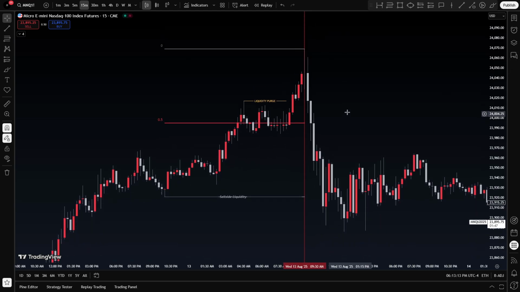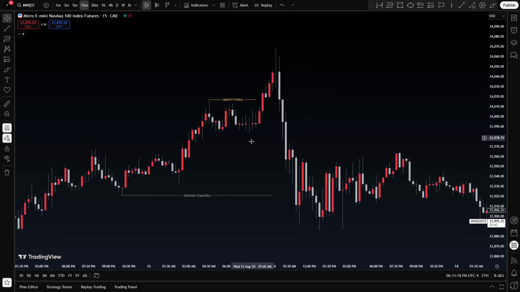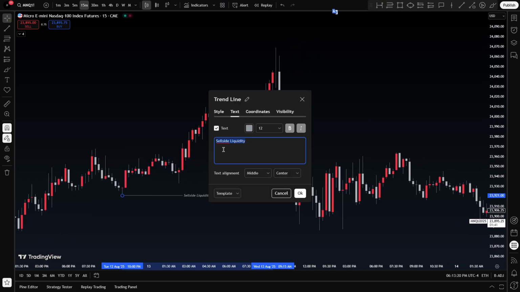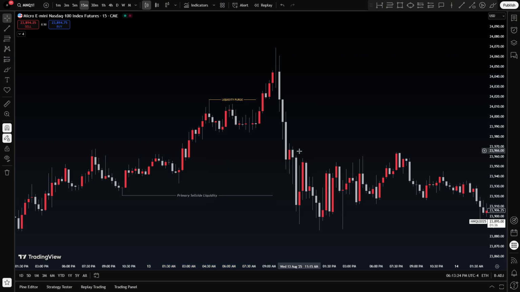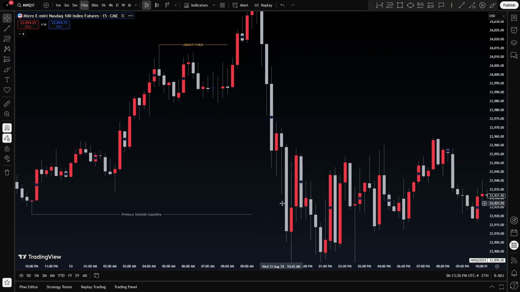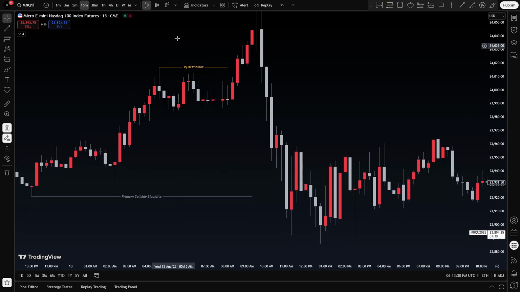Does price hit it? I think so. If I move the line, I think it hit it, right? You mark this as a primary sell side. Primary sell side liquidity. If we really zoom in, I think it did. Yeah, I think it did. So there it is, that's just one example right there.